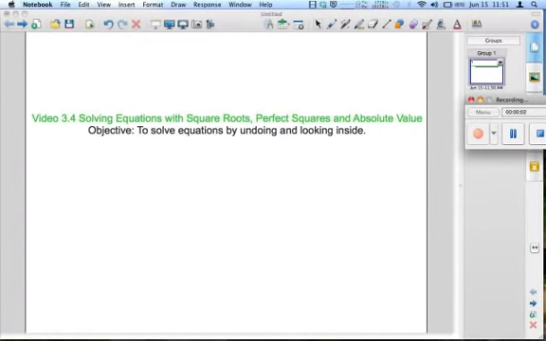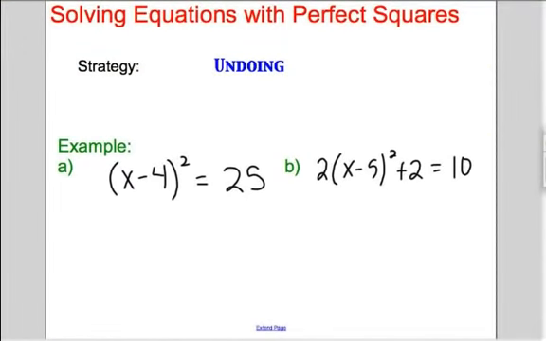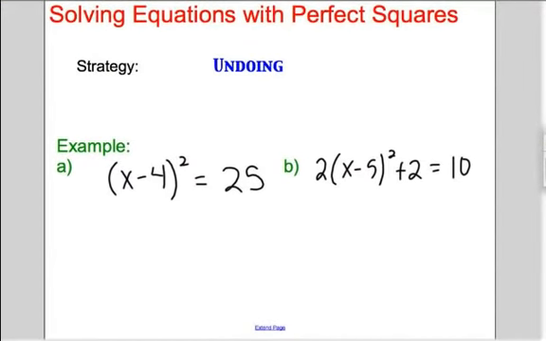This is video 3.4, and the goal is to solve equations with square roots, perfect squares, and absolute values by undoing and looking inside. Examples of solving equations with perfect squares are equations where something is squared. So in this case, x minus 4 is squared and it equals 25.